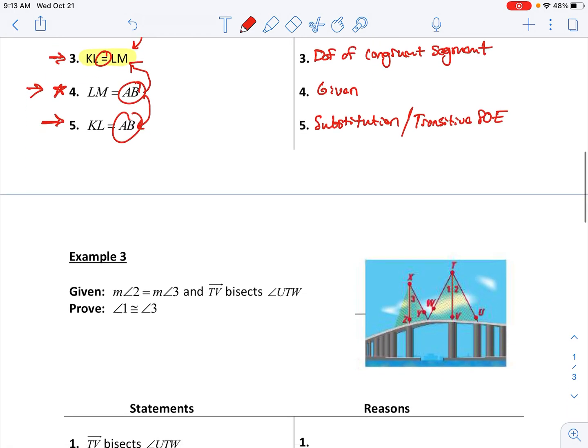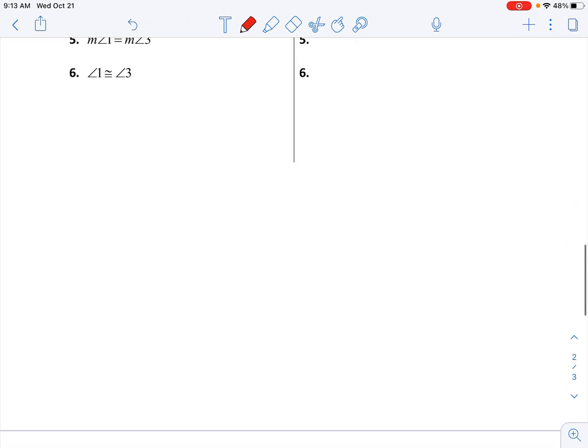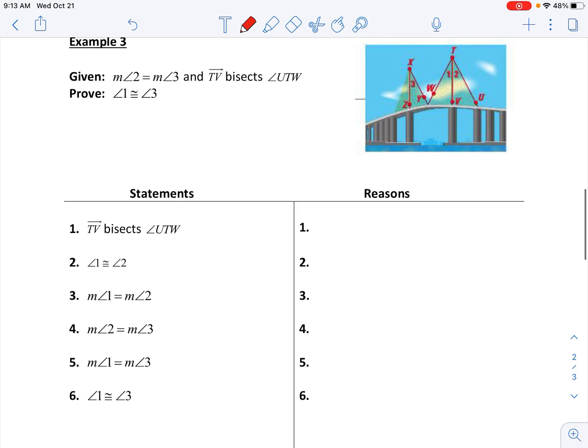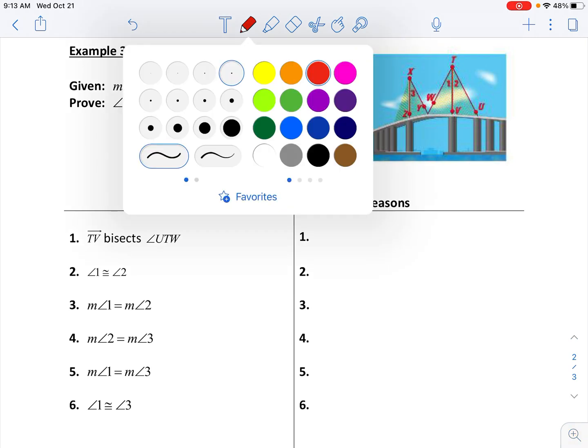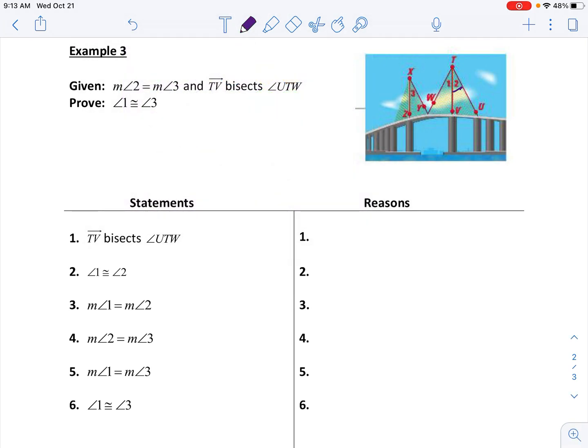Oh, and I needed a tick mark there. Example 2. And now we're on to our last one. I think our last one, yep, example 3. So we have a little picture over here, and what we're given is that measure of angle 2 is equal to measure of angle 3. So I'm going to add little arcs. Maybe I'll do a different color because I used red. So 2 and 3 are the same.